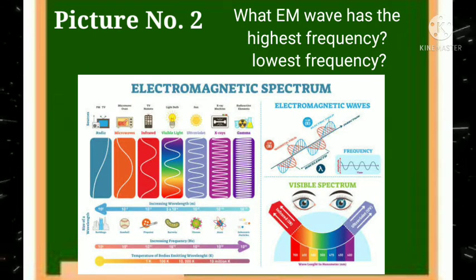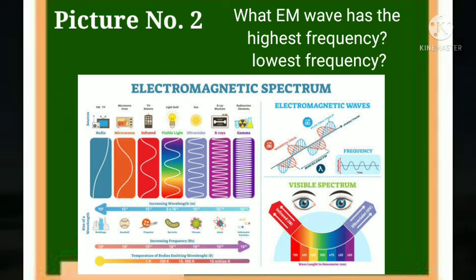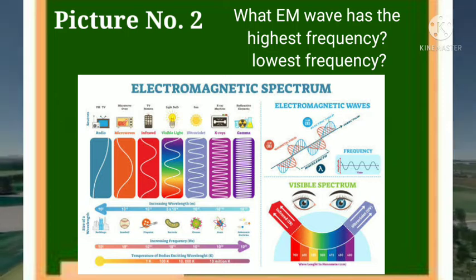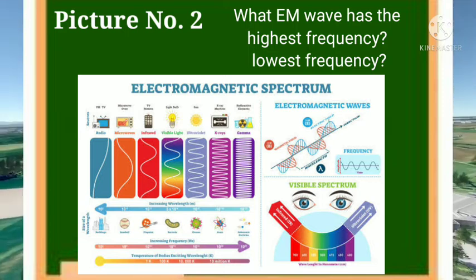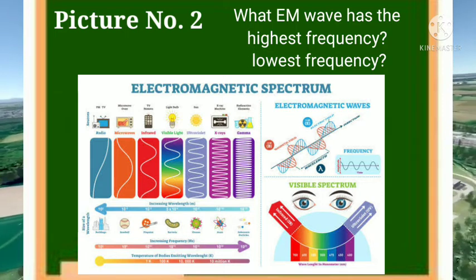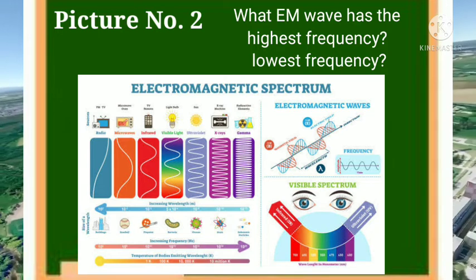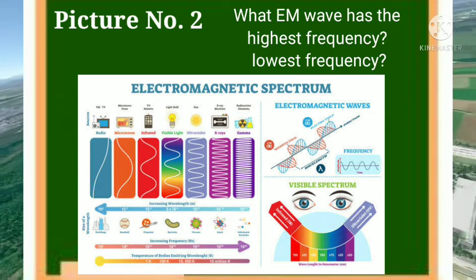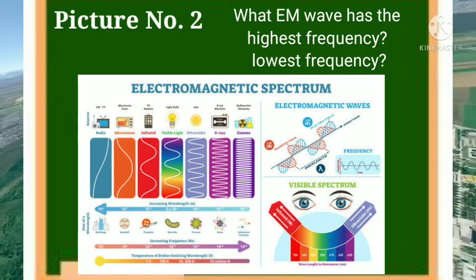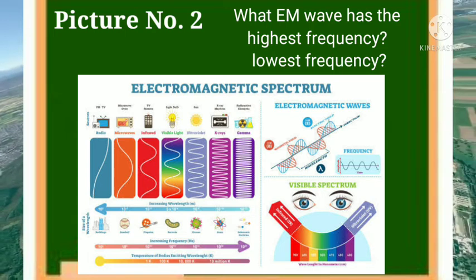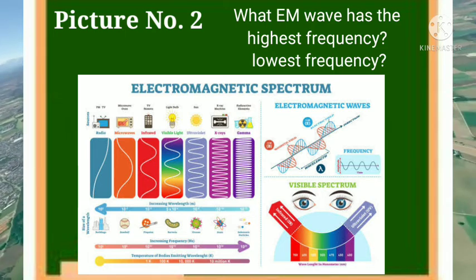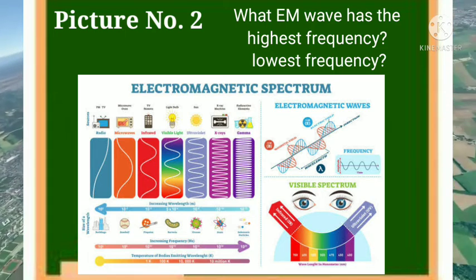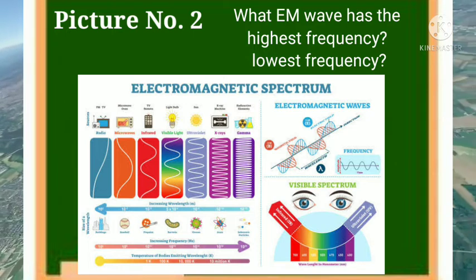So, here's our picture number 2. Notice the different wavelengths of the different electromagnetic waves. We are aware that frequency is the number of waves that pass a fixed point in a given period of time. So which do you think has the highest frequency? The one with the longer wavelength or the one with a shorter wavelength? Okay, so answer this question. Which do you think has the highest frequency? And which do you think has the lowest frequency?